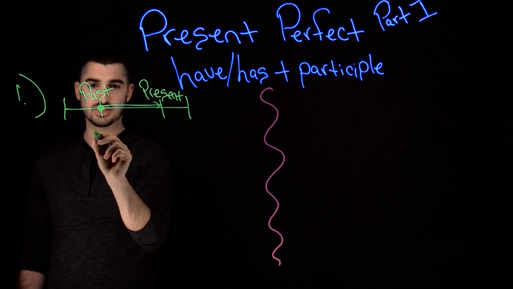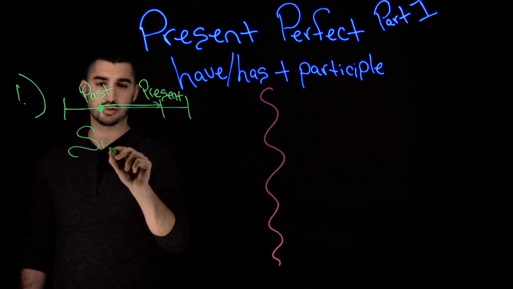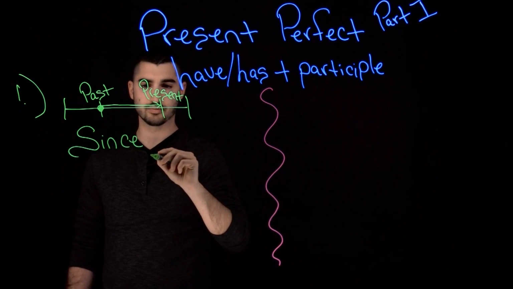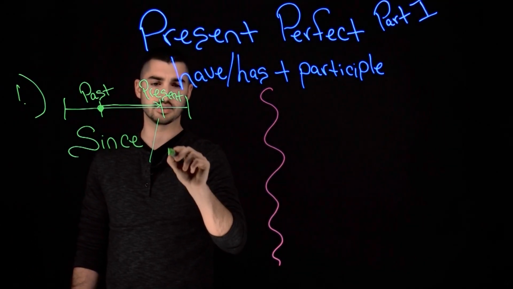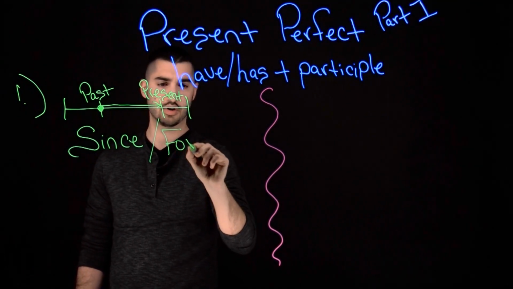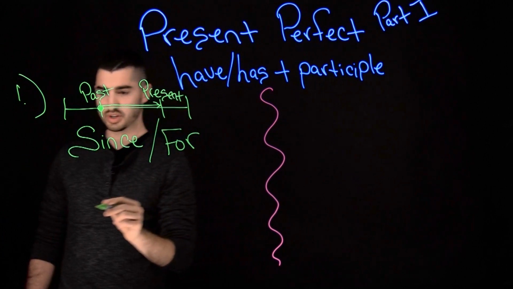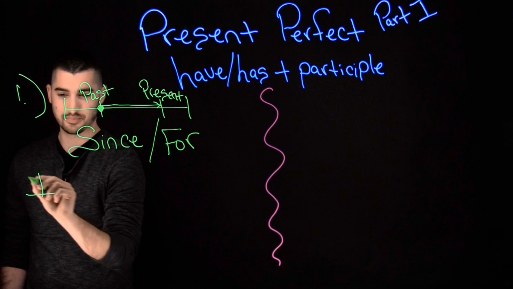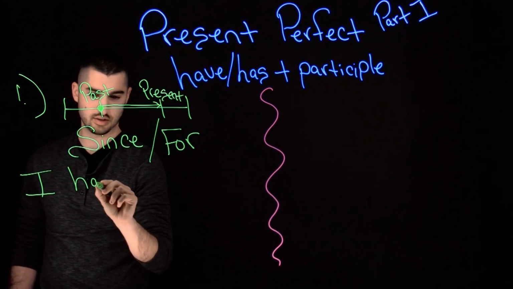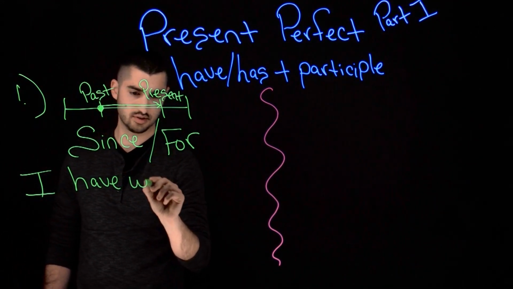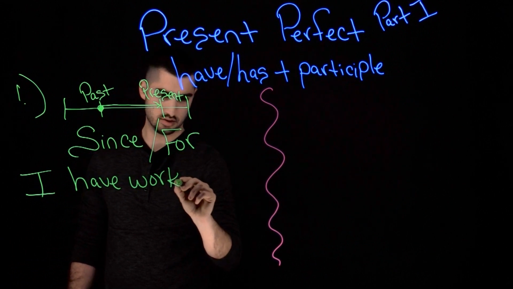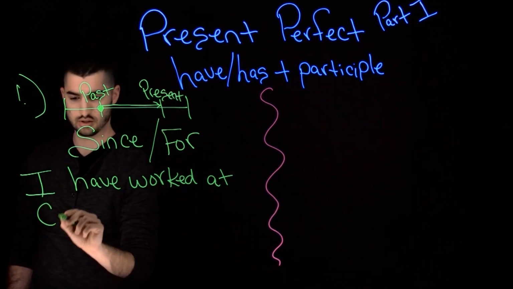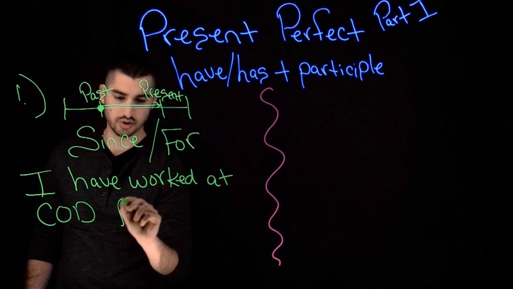There's 2 signal words that you want to look out for when you're using this example. And it's since and for. So I'm going to write a quick little sentence, and this is a personal example here. I have worked at COD for 9 years.